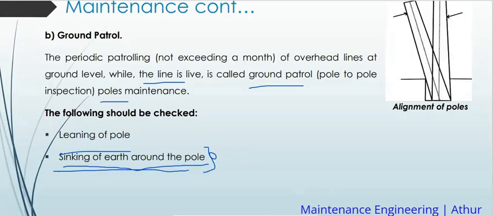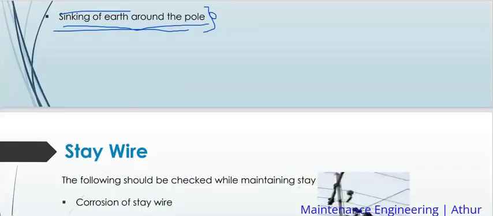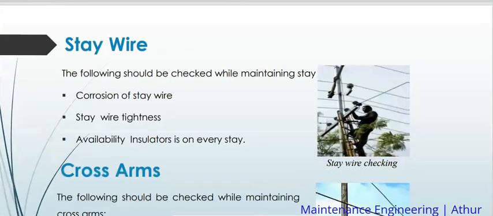Then we have stay wires. I talked about stay wires. Corrosion of stay wire: when they are rusting, we have to check them. Stay wire tightness: they should be tightened to the recommended tension.